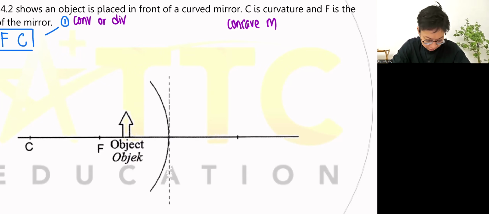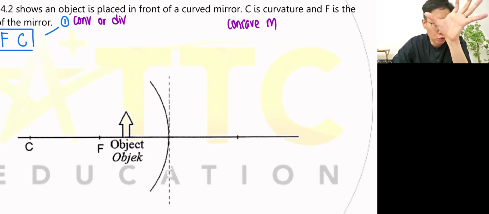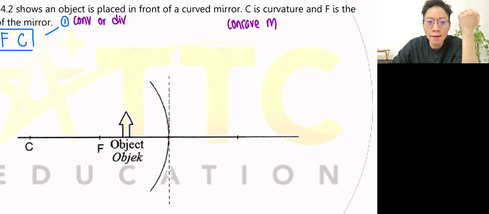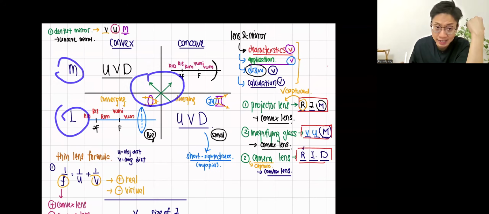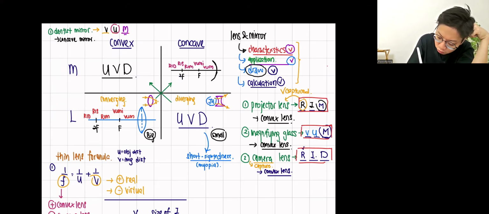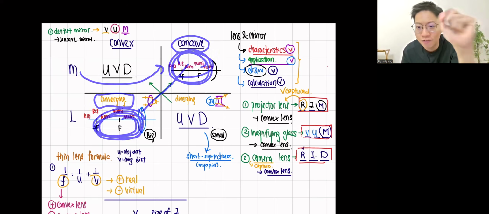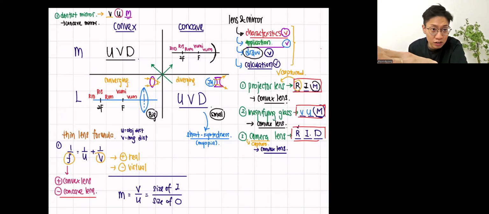Okay, you remember why I spend 1 hour to teach lens? Because we will use lens to boost our mirror knowledge. Mirror and lens is always opposite. So if you want to ask me, concave mirror is the same as the convex lens, so my answer is converging. Can or not?